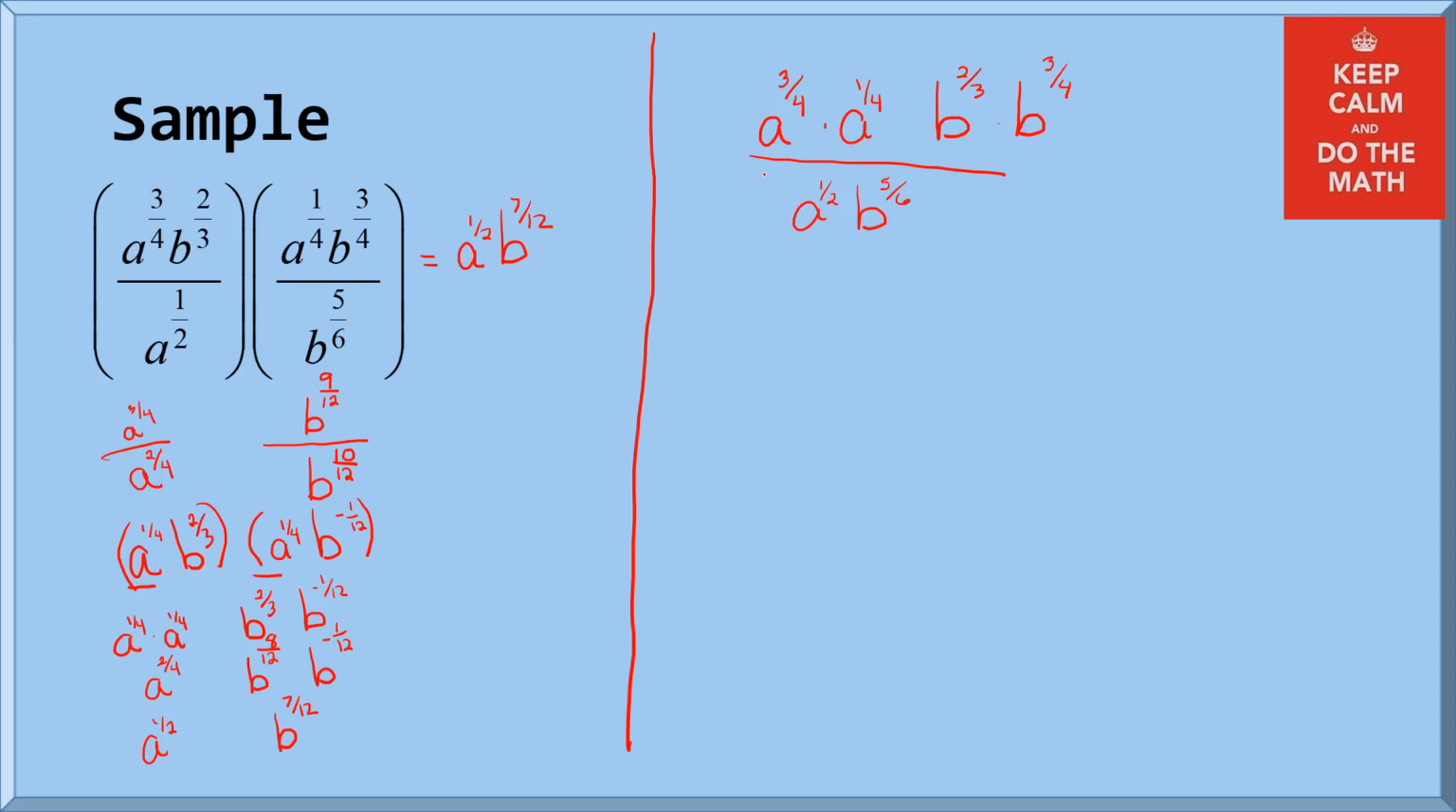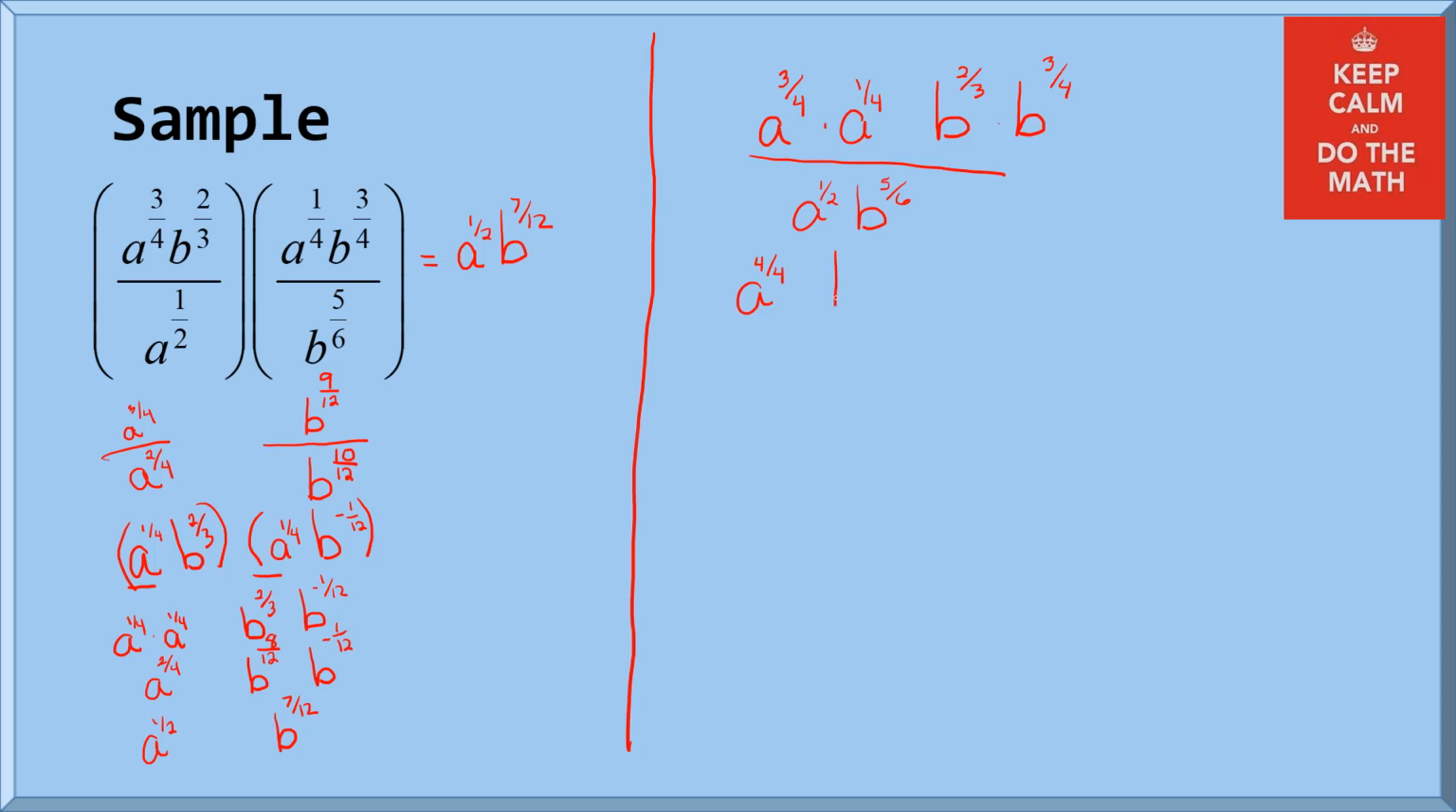Now let's take the numerator. So a to the 3/4 times a to the 1/4, and I can see that 3/4 plus 1/4 is going to give me a to the 4/4, which I'll be reducing to 1 here in a minute.